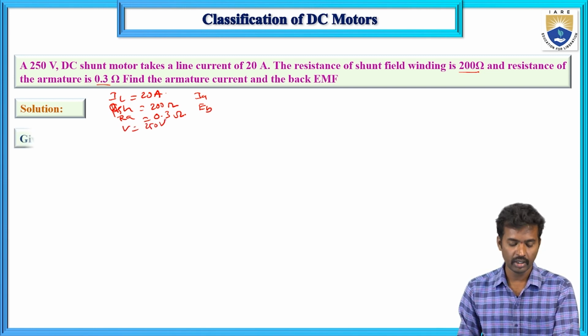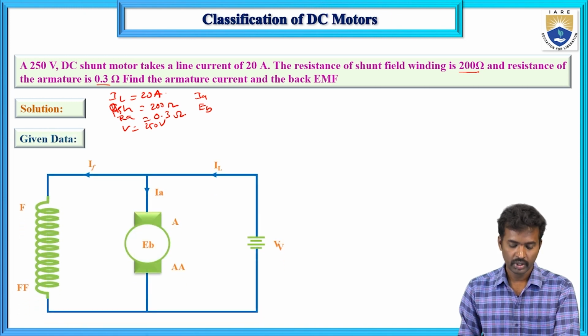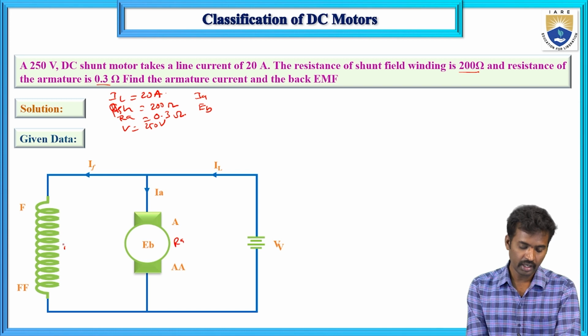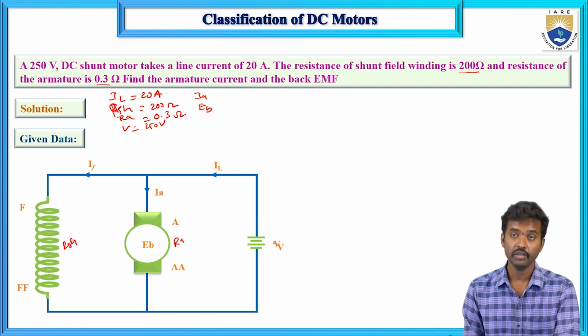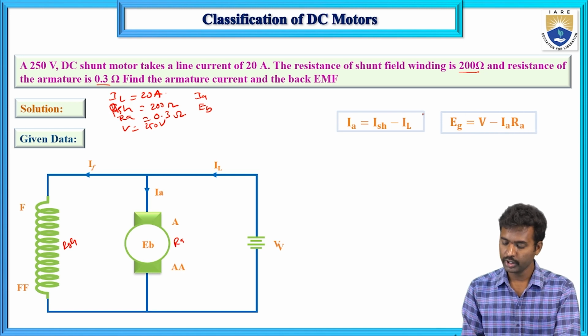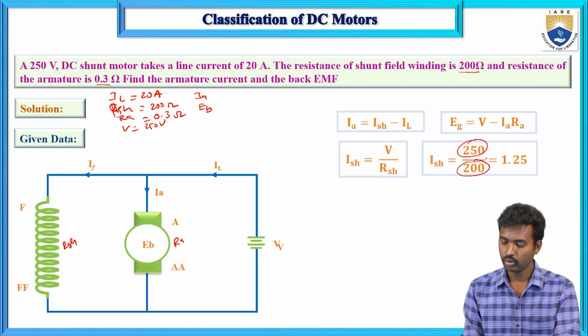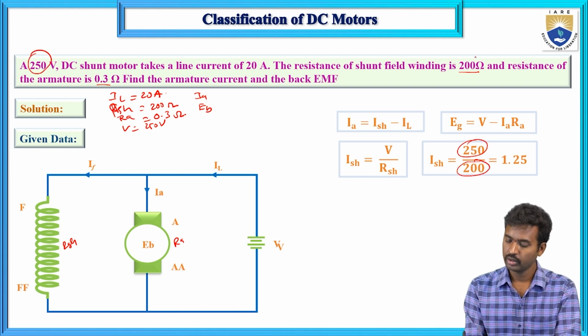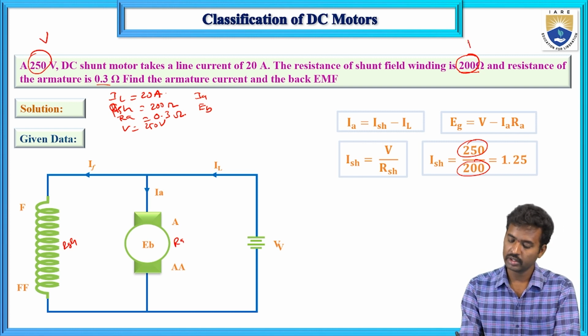Now let us take the diagram for the given data. R_A and R_SH are given, and the supply voltage V is given. I_A equals I_L minus I_SH, and E_B equals V minus I_A R_A. Now I_SH equals V by R_SH, which is 250 by 200, that equals 1.25 amperes.